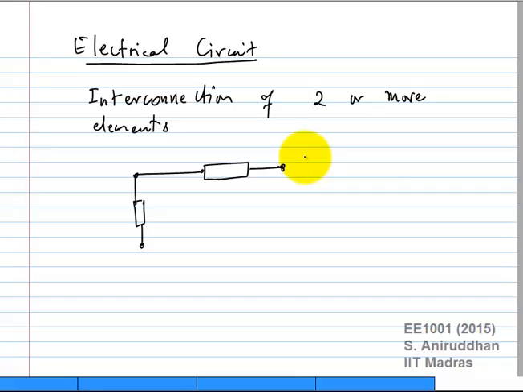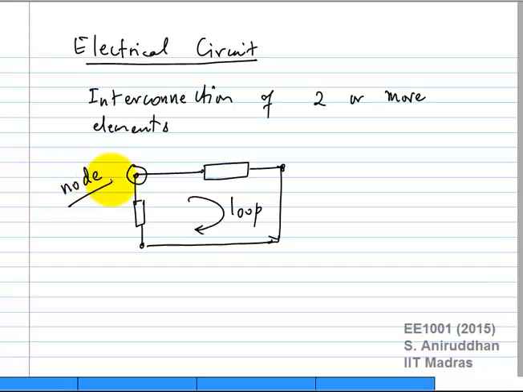So now I need to complete what is called a loop. This is a loop. In other words, a loop is formed in an electrical circuit when it starts from a particular terminal. And in fact, I'll call this a node. A node is the intermediate point, the point of connection between two elements.